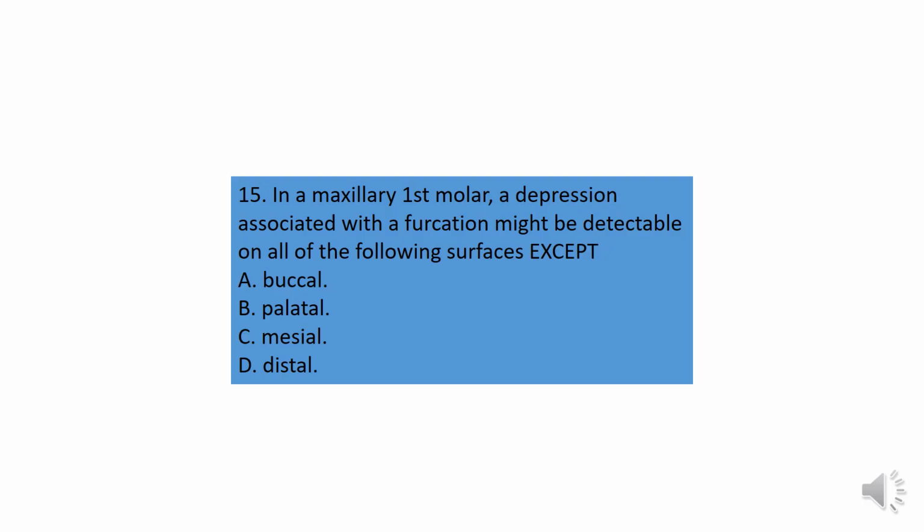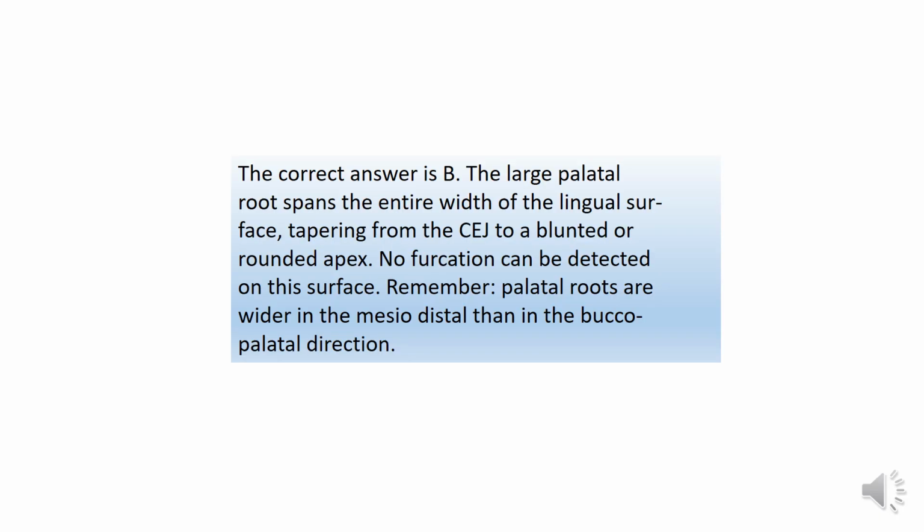In the maxillary first molar, a depression associated with the furcation might be detectable on all of the following surfaces except. Very tricky question. So let's see. The answer is palatal because the large palatal root spans the entire width of the lingual surface, tapering from the CEJ to a blunted and rounded apex. So just remember, on the palatal surface, no furcation can be detected.